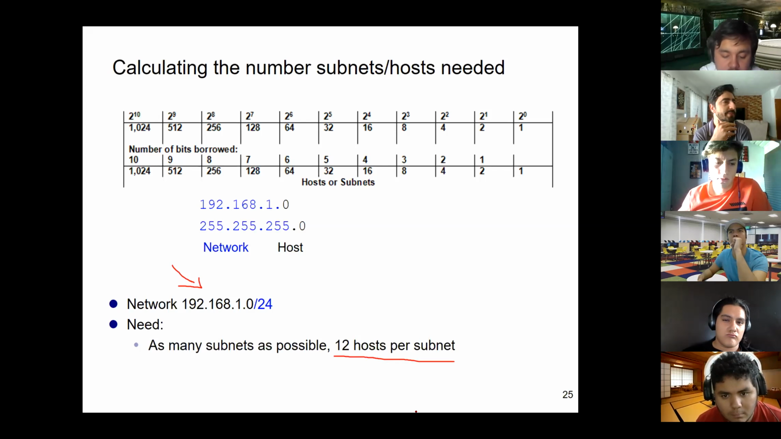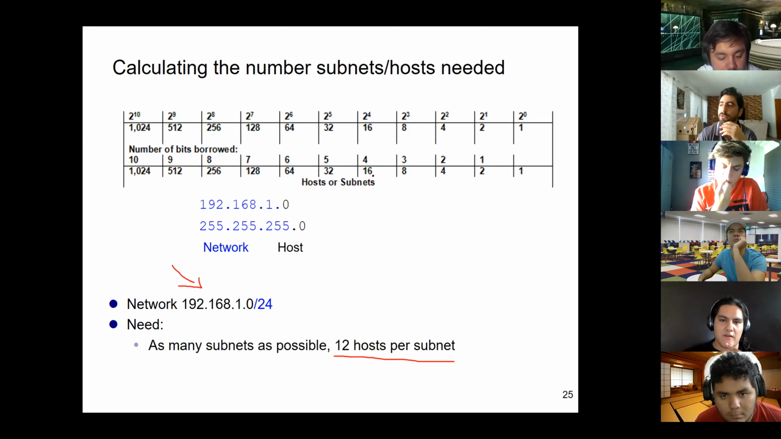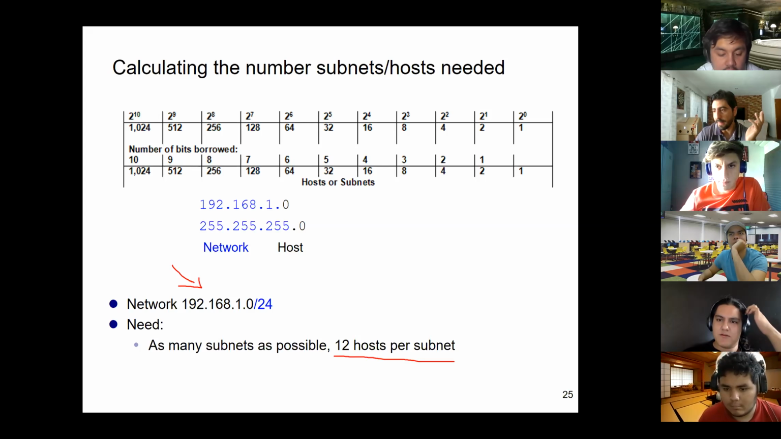It can be 4. So yeah, you're wrong because you said 3 bits. With 3 bits, you can consider 2 to the power of 3 going to give you 8 different variations, right? Yeah, right. So you go 4 bits. So 4 bits, 2 to the power of 4 gives you 16. If you consider this minus 2, you get 14 hosts at least. So that's exactly how you do it.